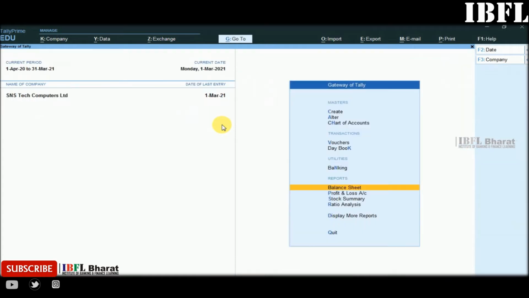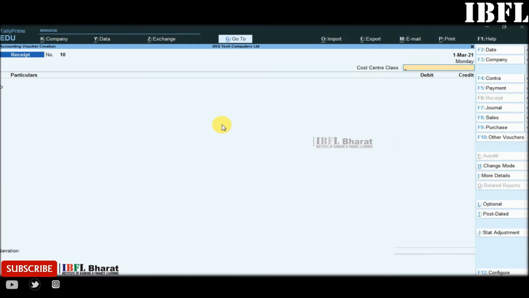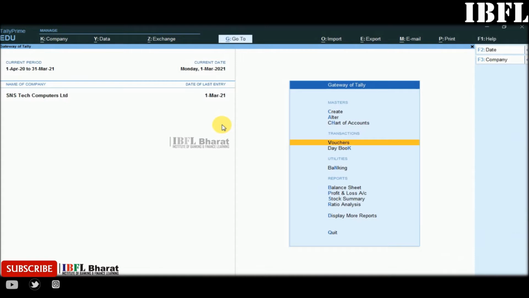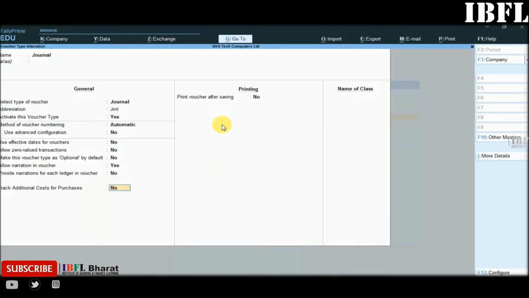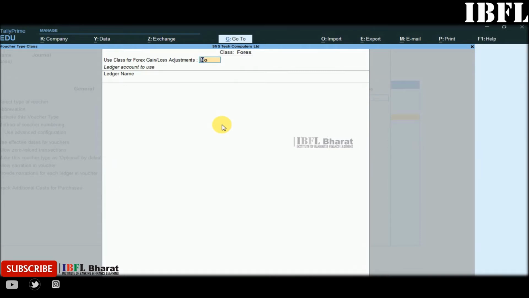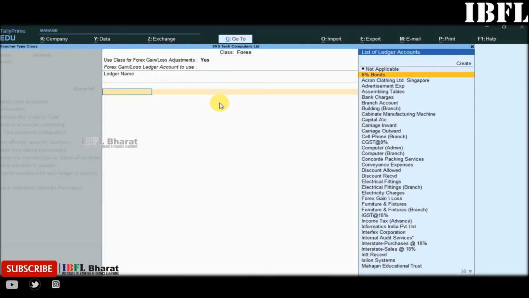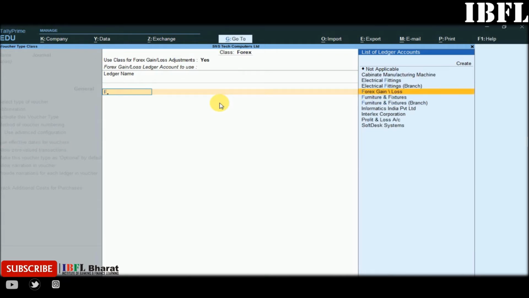For 7500 we have to write off from here, so there is a forex gain or loss adjustment entry in this. We have to come in F7, and what we have to do, we have to come to gateway of Tally and alter the general voucher, as we have to give here the general class. So what we are doing, we are giving a class name forex, and here is an option use class for forex gain or loss adjustments. I am saying here yes, and the ledger name which we have to adjust it with, we have to create it as forex gain or loss.